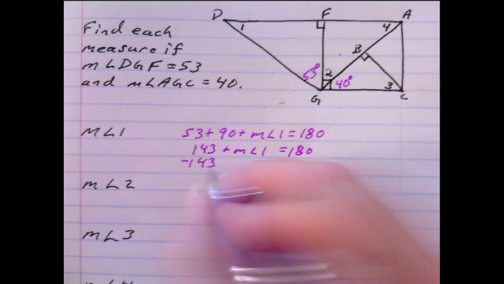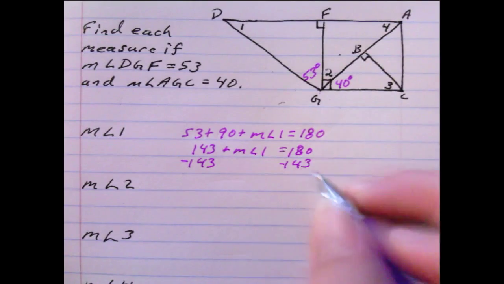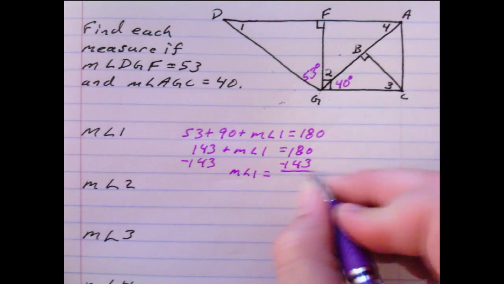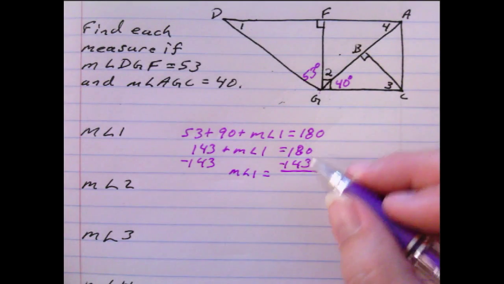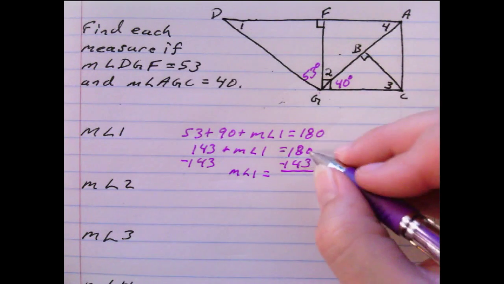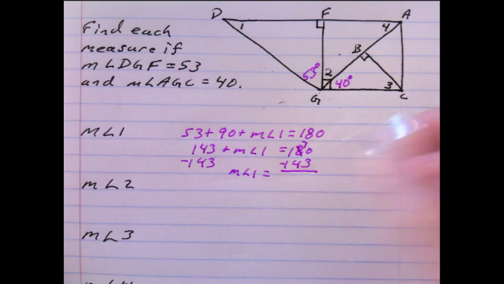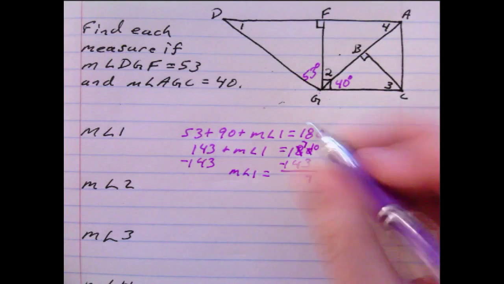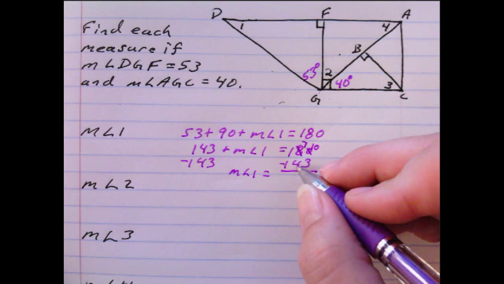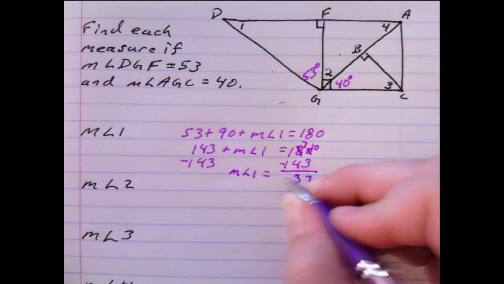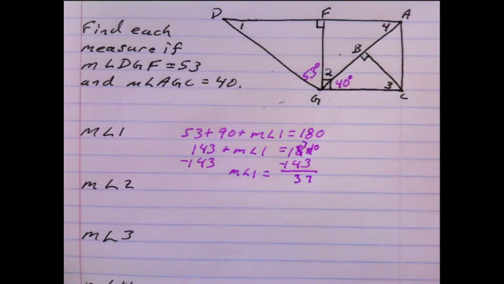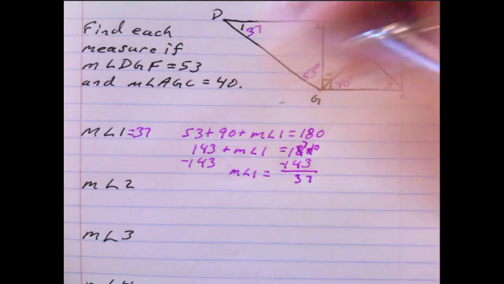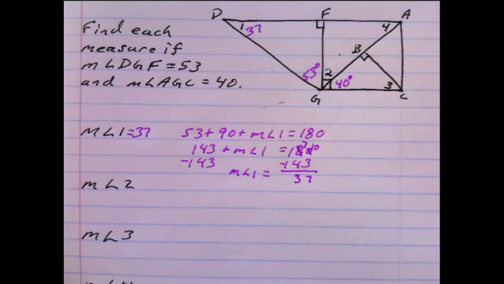Subtract the 143 from both sides, and we end up with the measure of angle 1 equals, so we're going to be subtracting here. We can't subtract anything from 0, so we borrow. Hopefully I can do this one a little bit better. Here's 10, so we have 7. 7 minus 4 is 3, and then our 0, so we have 37 degrees there. So this one equals 37, and we'll write it in here. Okay.